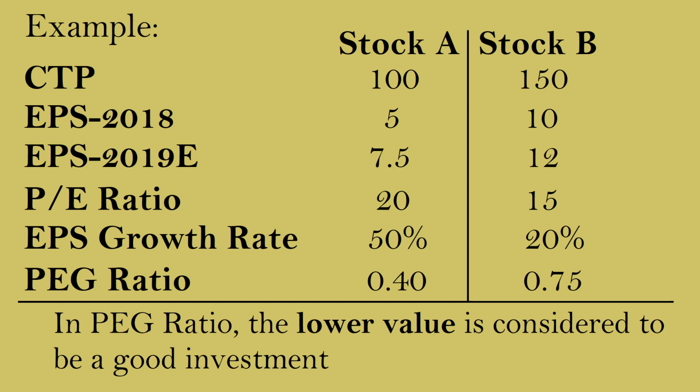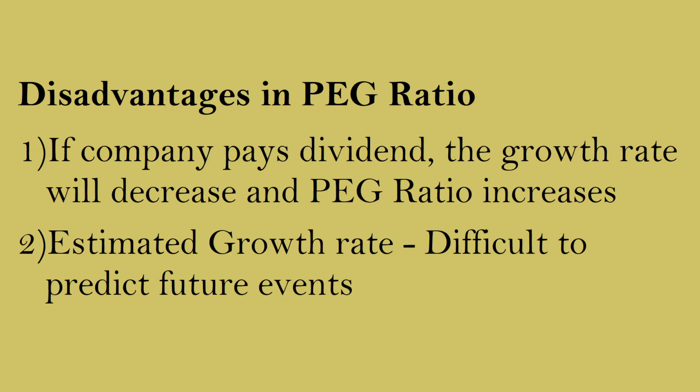There are some disadvantages in PEG ratio, that is, if the company pays dividend, the growth rate will decrease and it increases PEG ratio. Another limitation is the estimated growth rate, that is, it is difficult to predict future events.